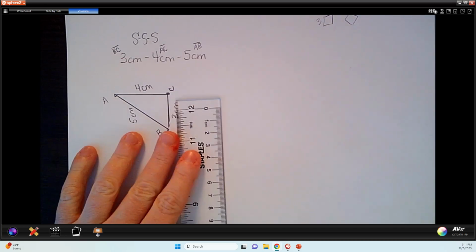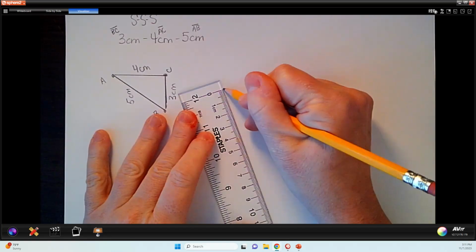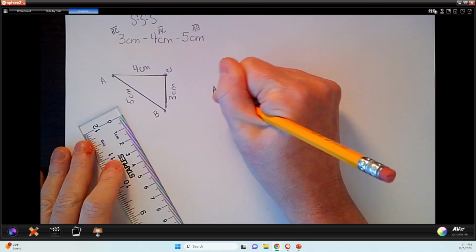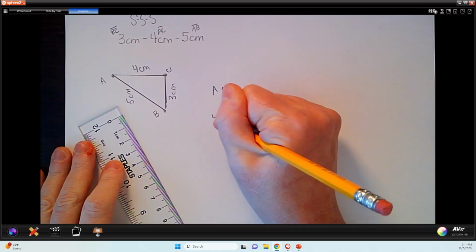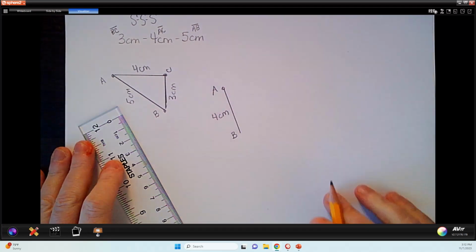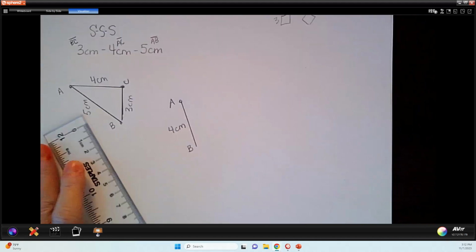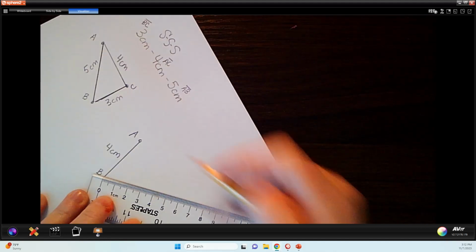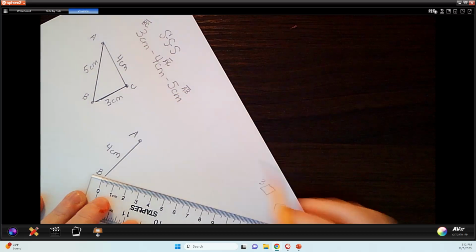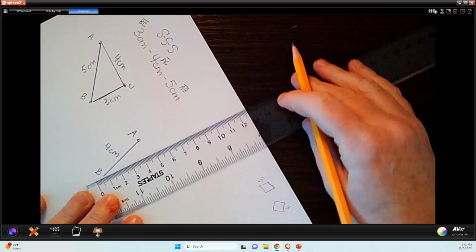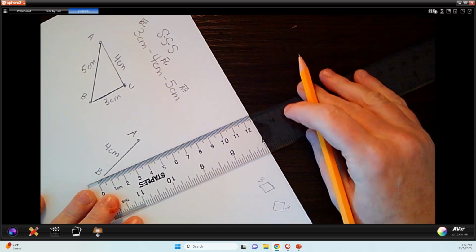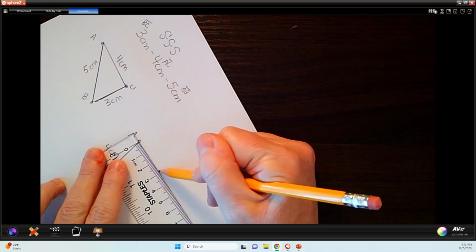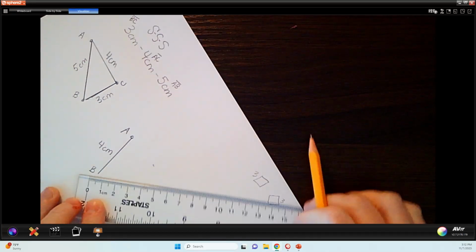So this time I'm going to just go with 4. I'm just going to do this 4. This time I'm going to call this one A and this one B. That's 4 centimeters. Then I'm going to say, all right, let's go with 5 next. Now, I know I'm going to need a 3 off of this and a 5 off of this, so I might need to play around with my numbers just to see what it's going to look like. But 3 is going to come off to about here, and then I can make a 5.